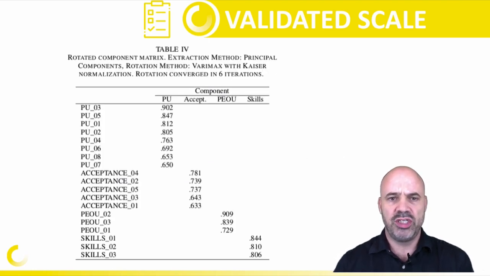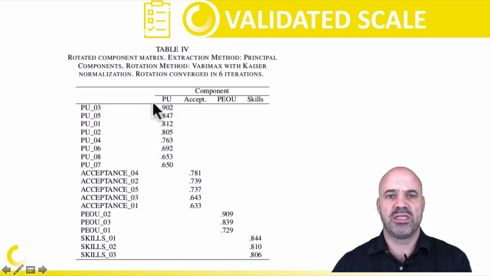Just to remind you, if you can remember this rotated factor matrix, this is the factor loadings from the TAM scale. So there are the factor loadings we're looking for. This item is loading on usefulness. All these items are loading on usefulness. All these items are loading on acceptance. All these items are loading on ease of use. All these items are loading on skills.